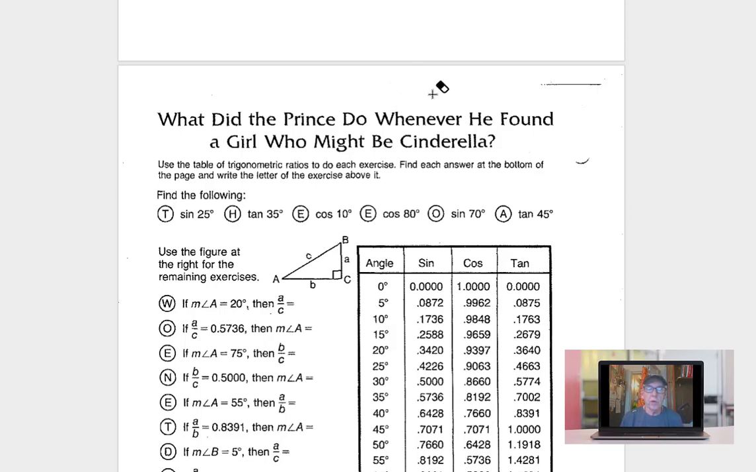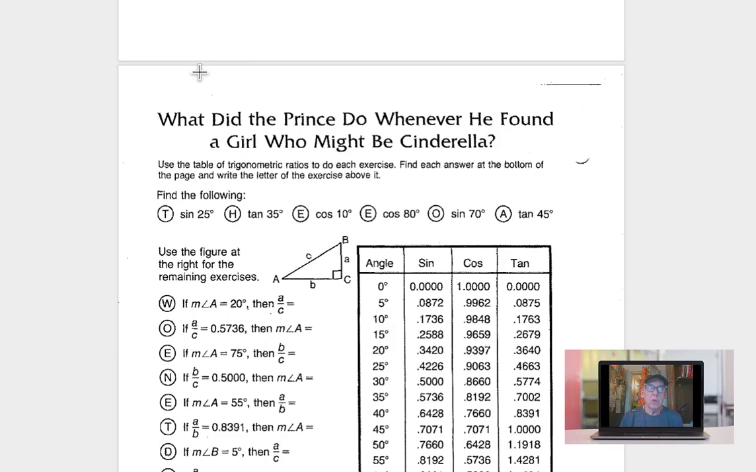Okay, in this video we are going to find the answer to the question, what did the prince do whenever he found a girl who might be Cinderella? This deals with recognizing sine, cosine, and tangent ratios.